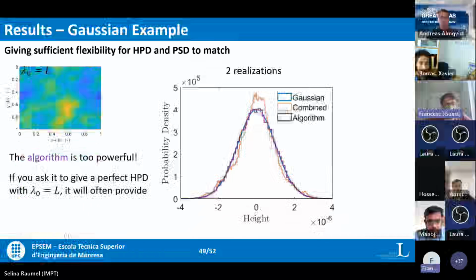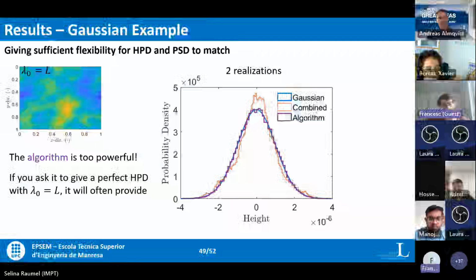Okay, now what's the problem? Let me go back. Yeah, these are the two surfaces that we generated with the traditional Gaussian method. And with our method, we basically have this surface, which is pretty different, and actually has this artifact in the form of this very high peak. And the problem here is that the algorithm is too powerful. So if I plot the power spectrum of this surface that's generated with the algorithm, it perfectly lines up with the Gaussian distribution.